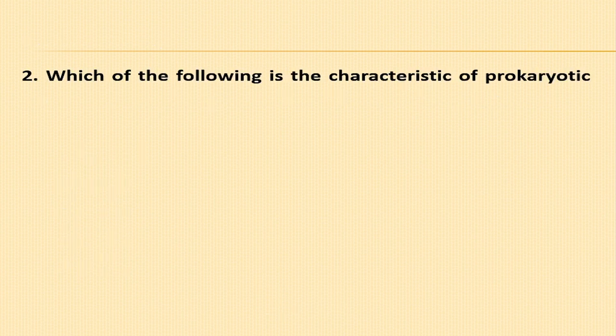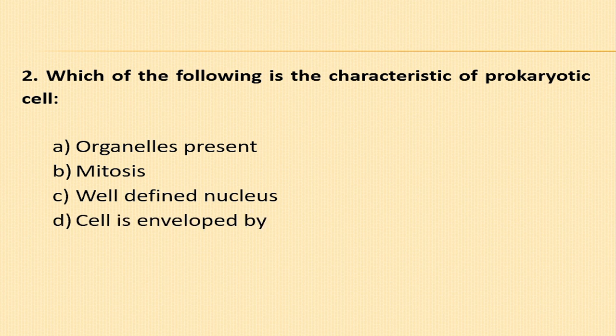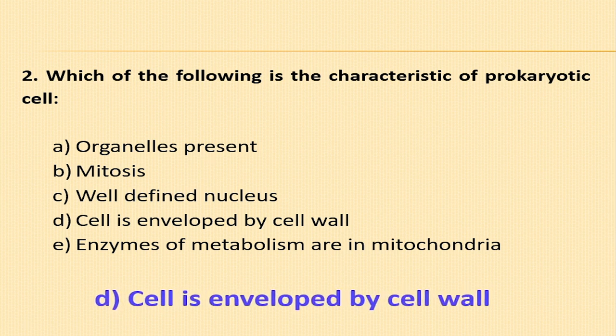You are right. The second question is, which of the following is a characteristic of prokaryotic cells? Organelles are present in prokaryotic cells; prokaryotes perform cell division through mitosis; a well-defined nucleus is present; the cell is enveloped by a cell wall; or the enzymes of metabolism are present in mitochondria. First of all, you should know whether mitochondria are present in prokaryotes or not. The answer is D. Only the cell wall is the key feature of prokaryotic cells among these answers.